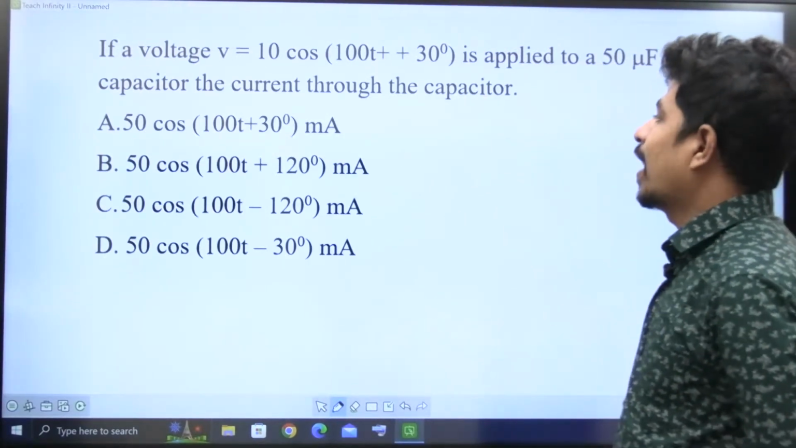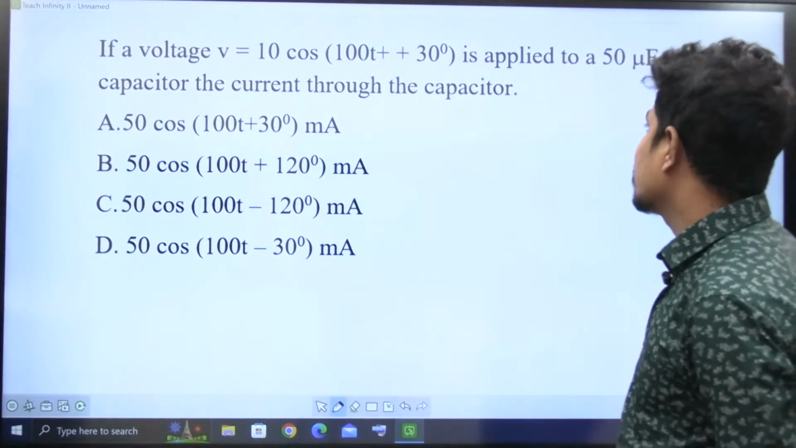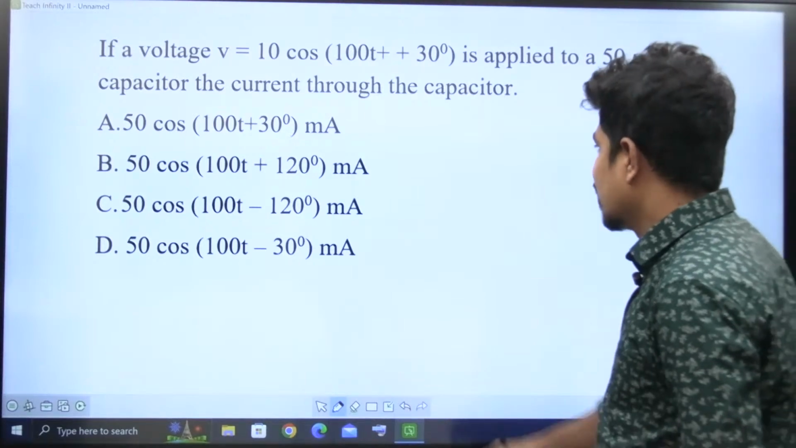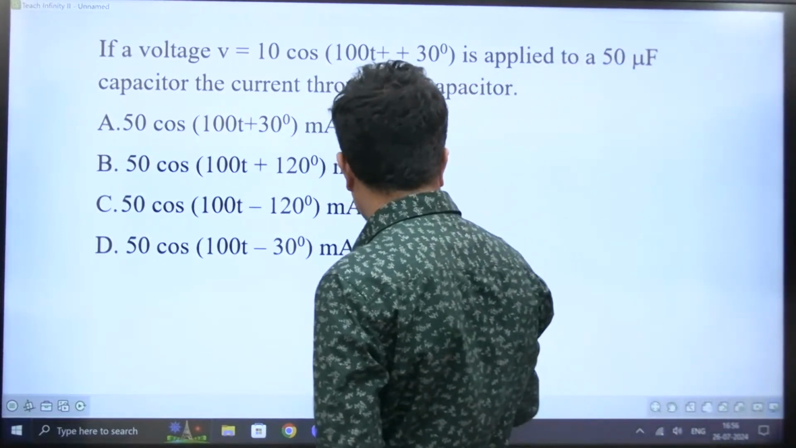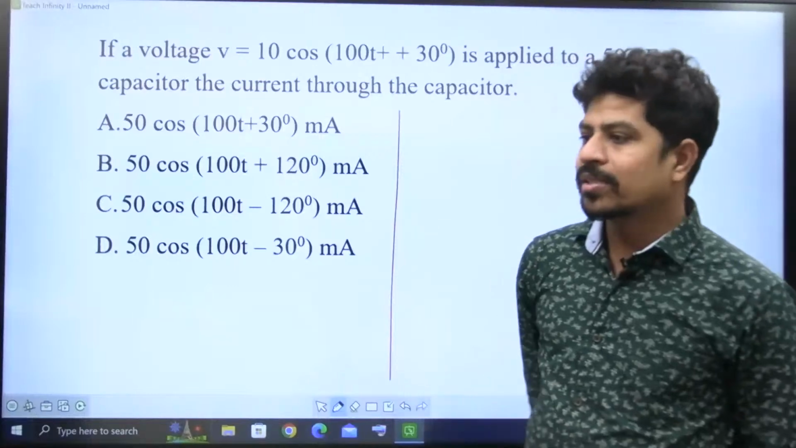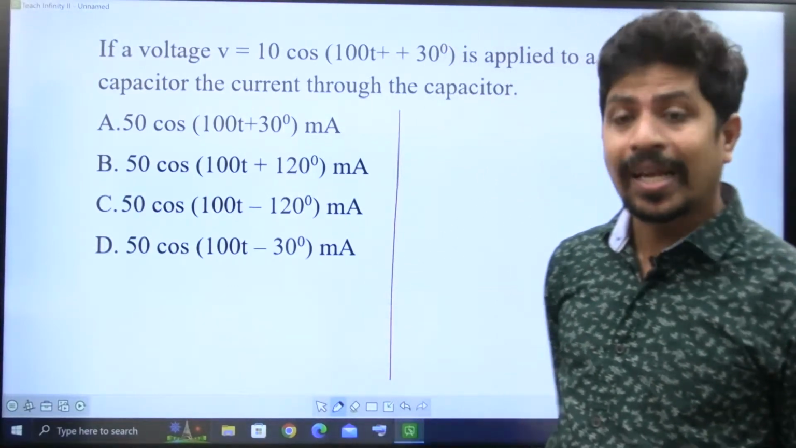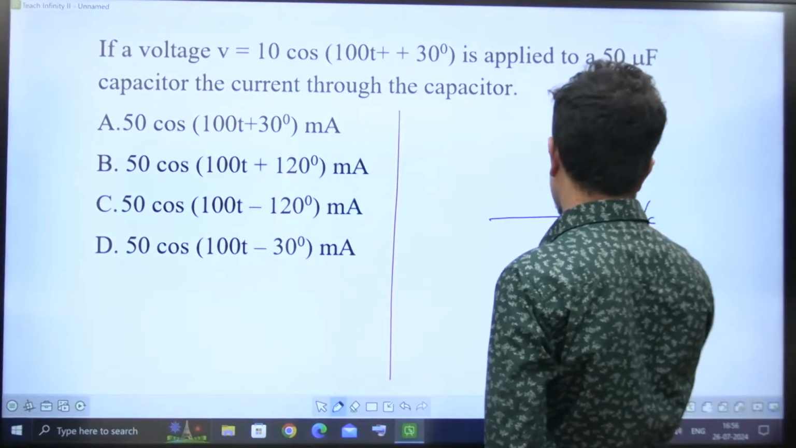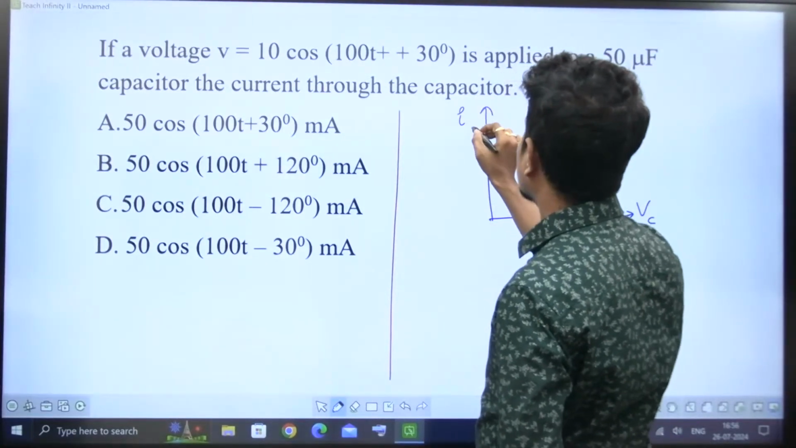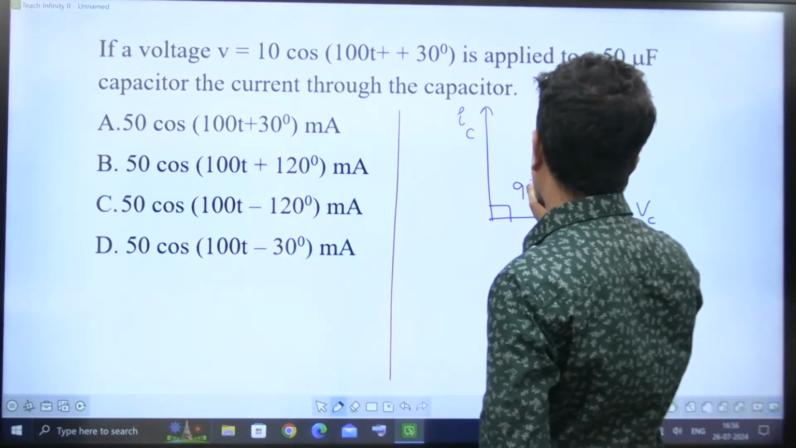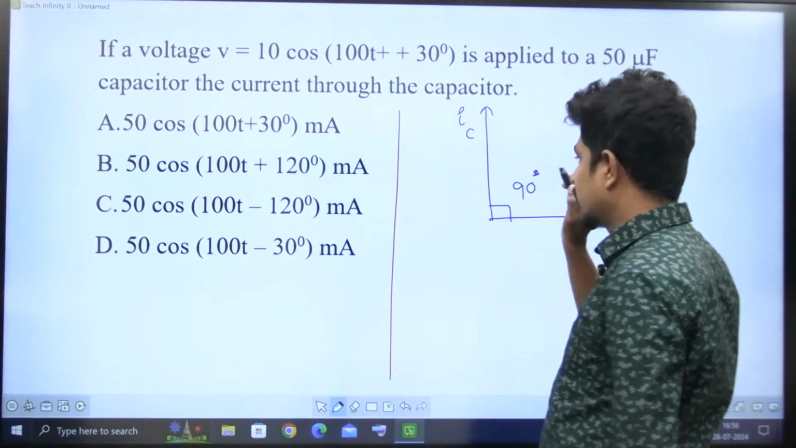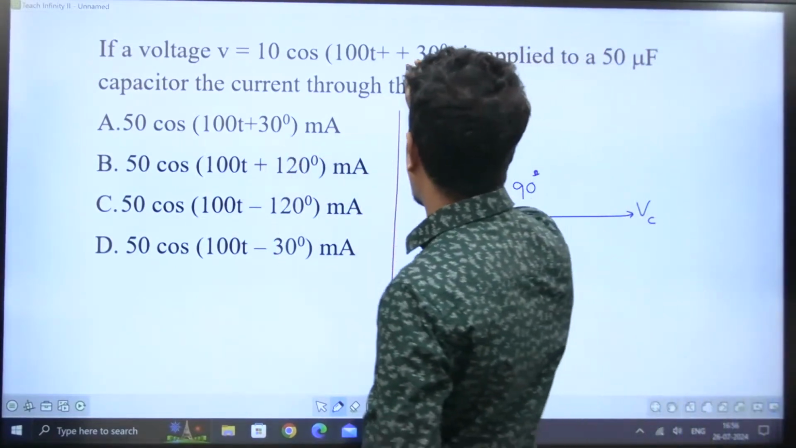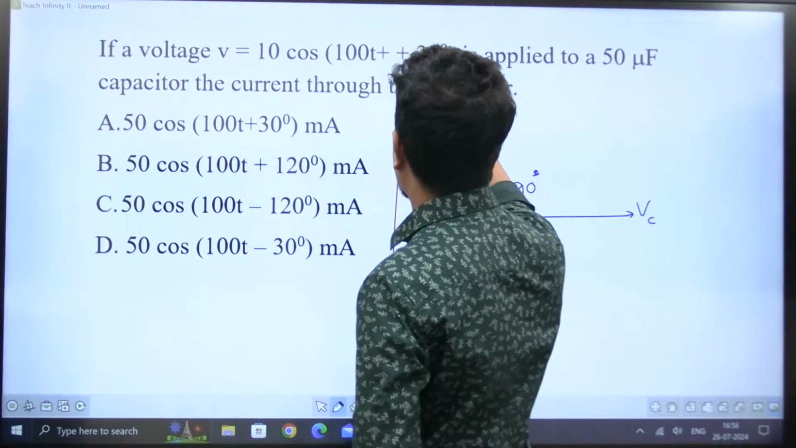Next. If a voltage of 10 cos(100t plus 30) is applied to a 50 microfarad capacitor, the current through the capacitor is, see, for this one you need not solve anything. We know that the current in a capacitor leads the applied voltage by 90 degrees. If this is VC, this is going to be IC, and the current through the capacitor leads the voltage by 90 degrees. Leading means a positive angle, so if you add plus 90, you get the current angle.